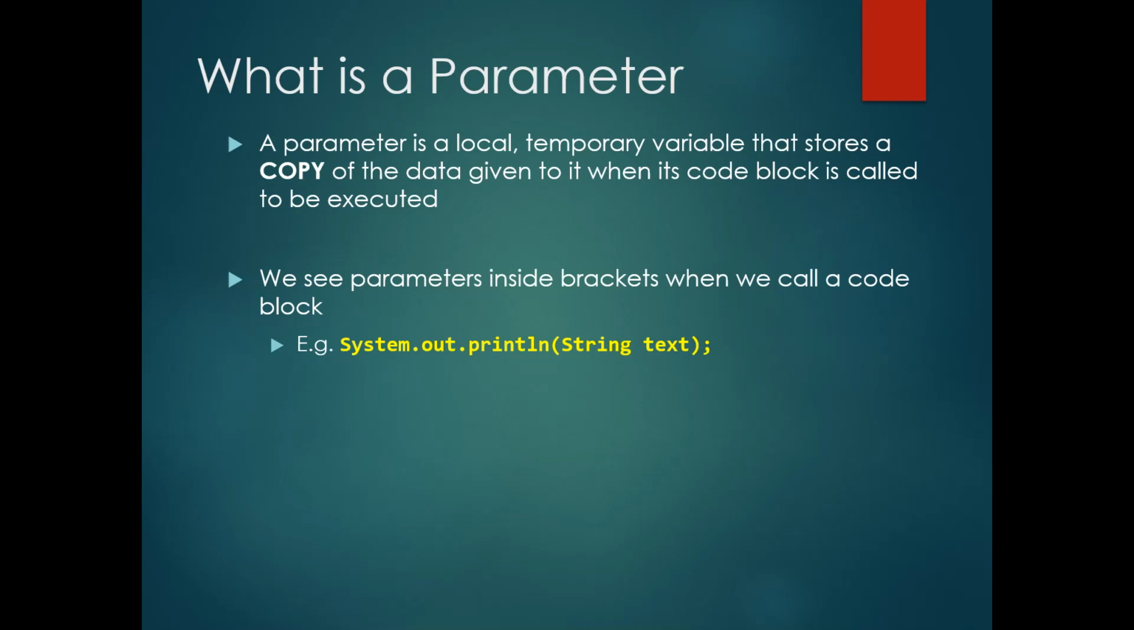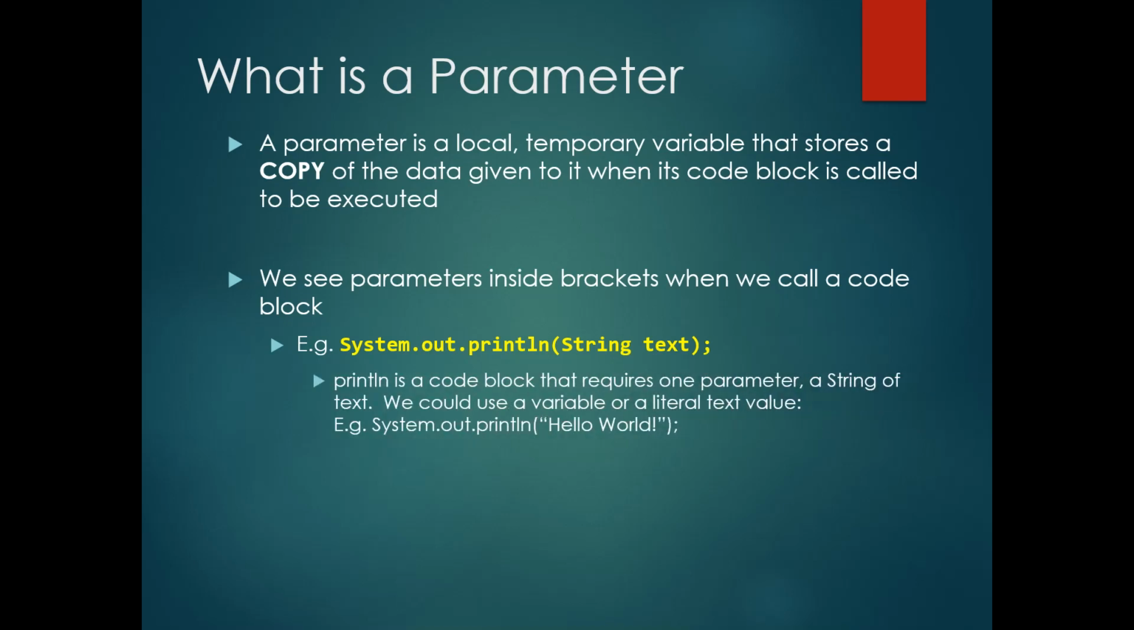So system.out.println requires a string. We know this, all right? Println is a code block that requires one parameter, a string of text. This could use a variable or a literal value. Here we see hello world. That's a literal value. It's an actual value. But we could have just as easily put in a variable, or we could have created a combination of the two, some text concatenated with a variable. That's up to us.